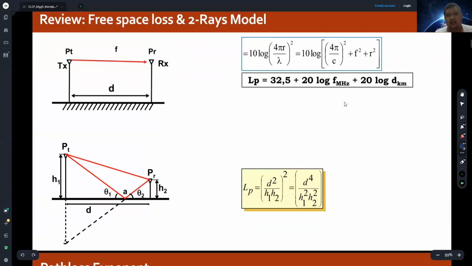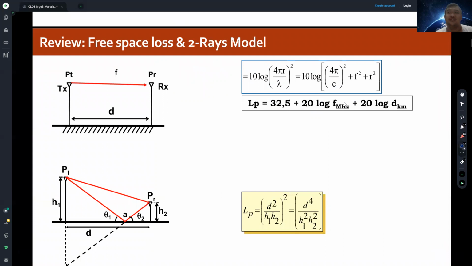From the last two weeks' material, we have already learned about the free space loss, right? The only difference between the free space loss or one-ray model compared to the two-ray model is the existence of the reflected wave. In the first model, the free space loss model, the loss is affected only by the value of the frequency and also the distance between the transmitter and the receiver.